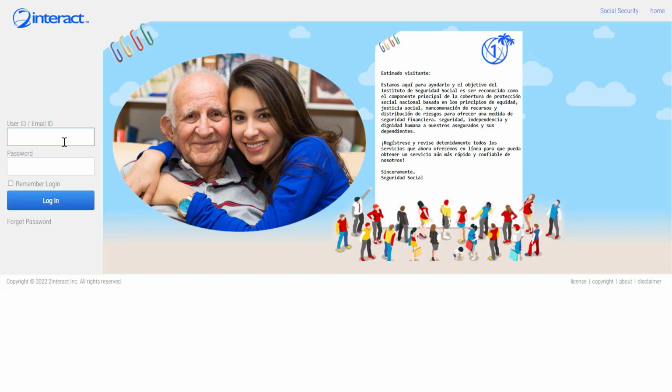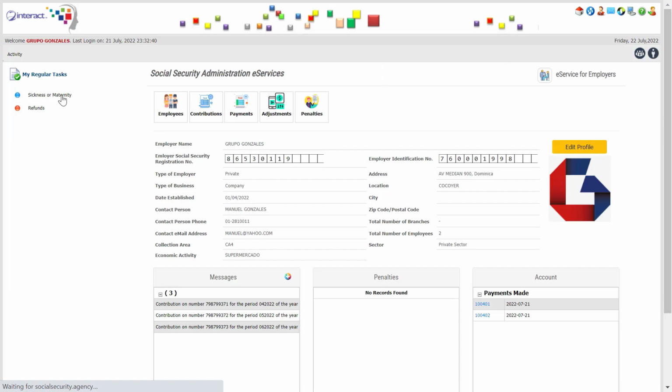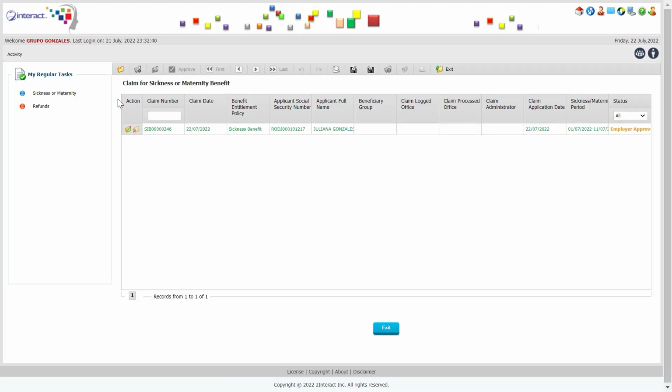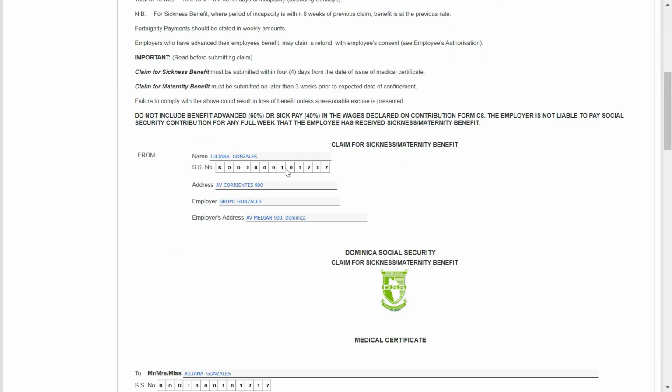But the standard flow that I'm showing you here is that the individual requests the sickness benefit, and the employer will confirm the accuracy of the information. Therefore, while logged in and using the e-services portal of Grupo Gonzalez, we look at the sickness or maternity benefit requests here, and we will find that there is one that is pending employer approval right now. We can see all the details here.